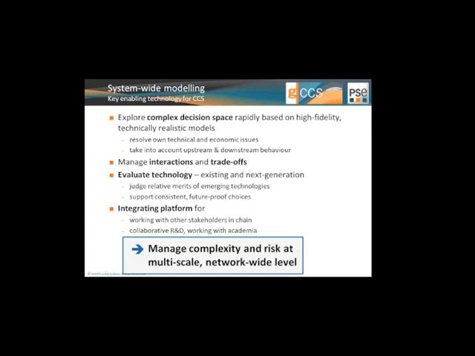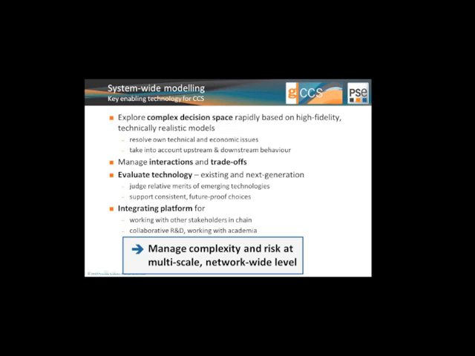In fact, we're convinced that system-wide modeling will support organizations across the CCS landscape to explore the complex decision space more rapidly, helping them to resolve their own technical and economic issues while taking into account upstream and downstream behavior. We need to remember that some of these projects are formed by consortia that will include different parts and different engineering departments, and yet you need to know what impact the design and operation of the units up and downstream will have on your own assets.